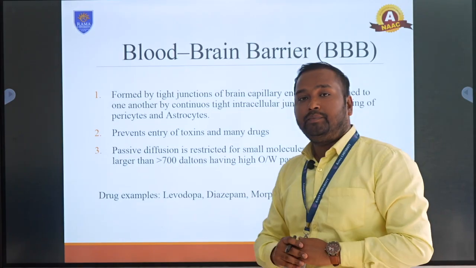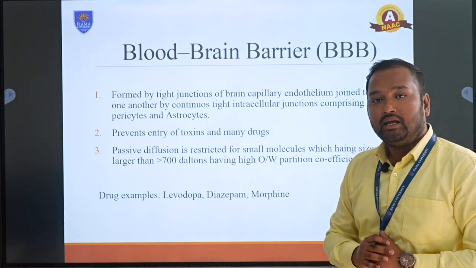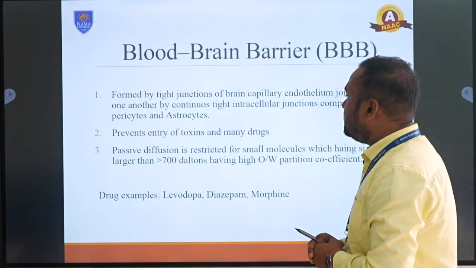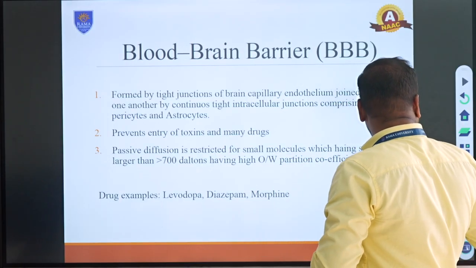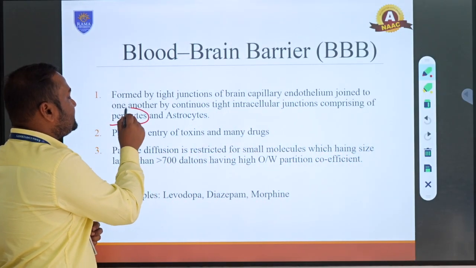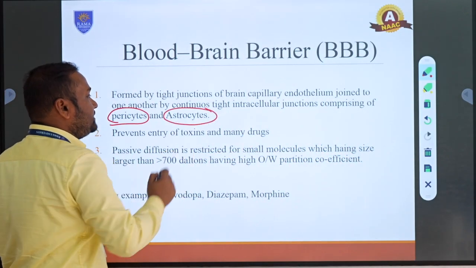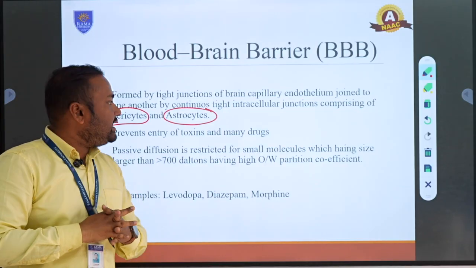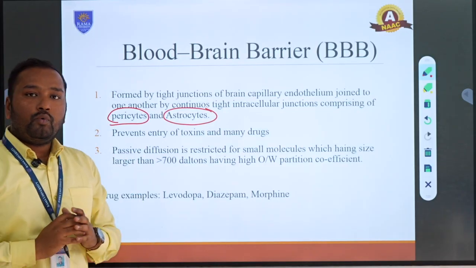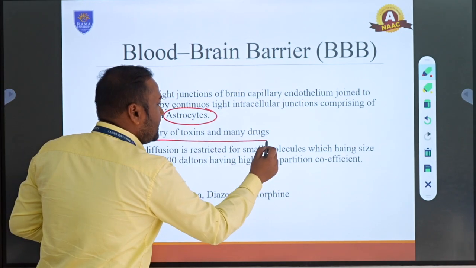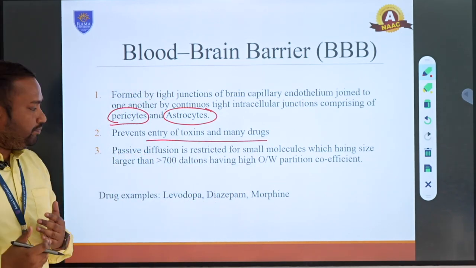Then we have the triple B, that is the blood-brain barrier, the most important barrier in our physiological system, where we can see two important junctions made up of pericytes and astrocytes. These are two layers of cells that bind with each other and don't allow most drugs to pass through. It prevents toxins and many drugs from entering.